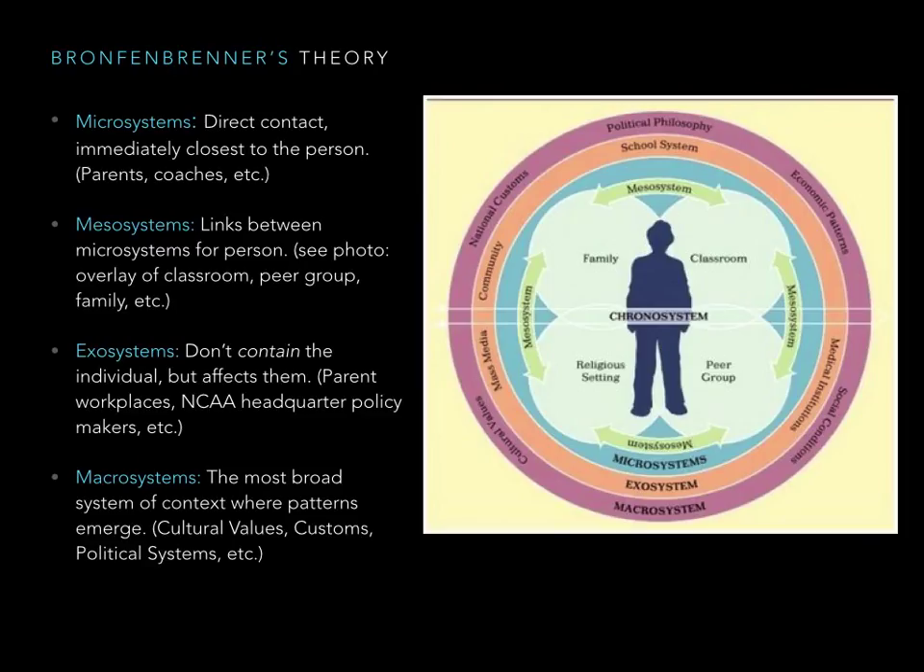Let's move on. Let's talk about microsystems. Microsystems are those people in our lives that we have direct and immediate close contact with. These could be people like parents, coaches, best friends. Microsystems are a pattern of activities, roles, and interpersonal relations experienced by the developing persons, students in our case, in a given face-to-face setting with particular physical, social, and symbolic features that invite, permit, or inhibit activity in the immediate environment. And that is straight from Bronfenbrenner.